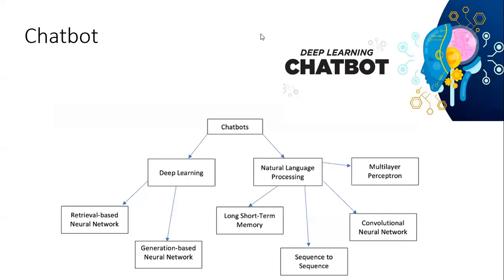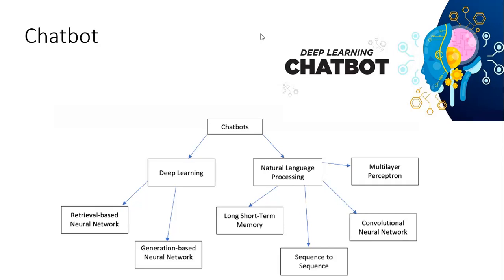Chatbots are definitely one of the more famous applications of deep learning. Chatbots have to use deep learning because they have to interact with human people on textual chat. So they have to understand that textual chat, and they have to make a prediction about the response. So it is not easy. You might need to use everything.